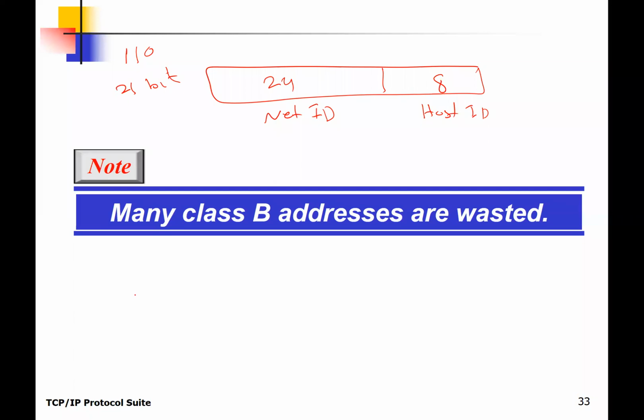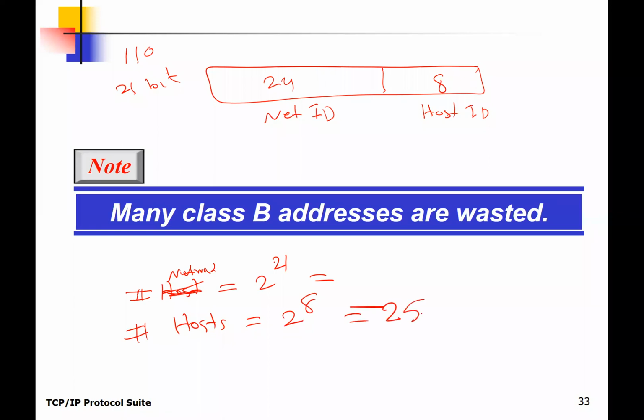So how many hosts will we have? Number of hosts. I'm sorry, number of networks. 2 power 21. Okay. Then the number of hosts: 2 power 8, this one equals 256, correct? From 0, remember, from 0 to 255. Okay, the total will be 256. Clear? So now let's go to class C.